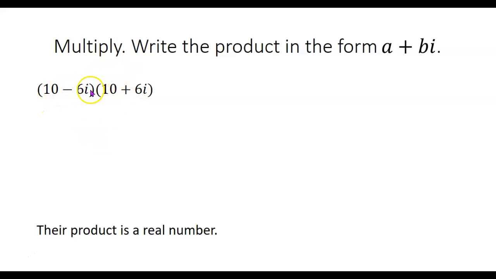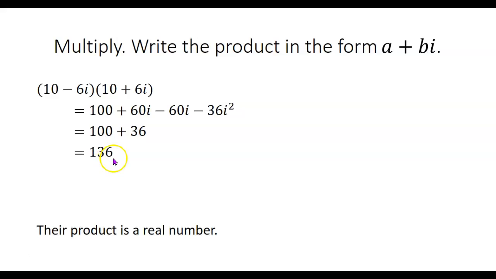Multiply this out. 10 times 10 is 100. On the outside, we get plus 60i, and on the inside, we get minus 60i, and last, we get minus 36i squared. But the plus 60i and the minus 60i in the middle add up to 0. This is really just 100 minus 36 times -1, so a minus times a minus is plus 36. And then the 100 plus the 36 is just 136.